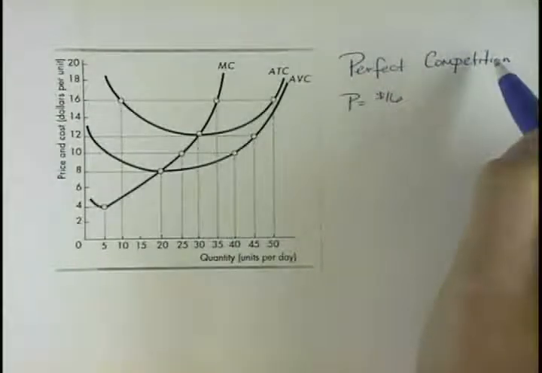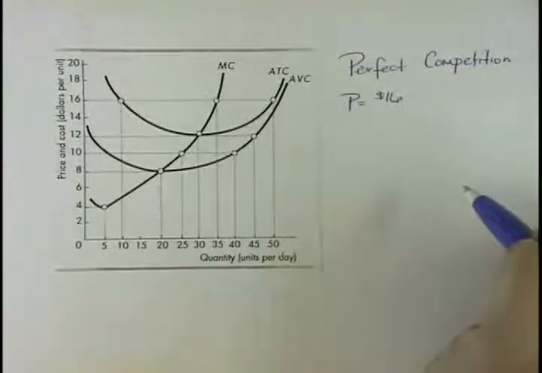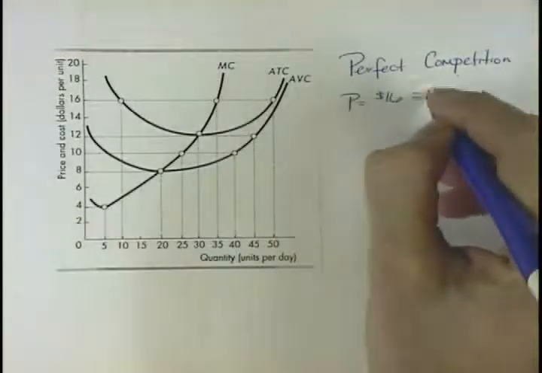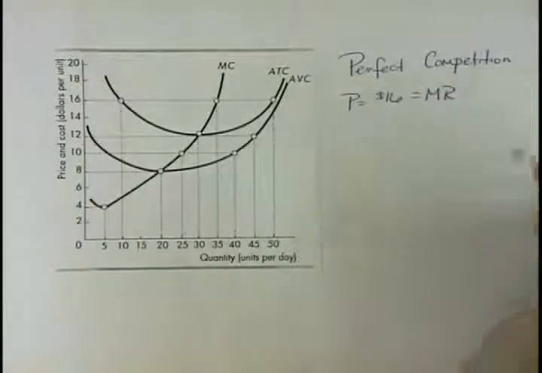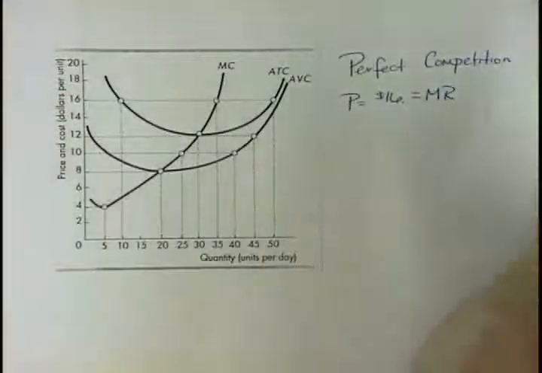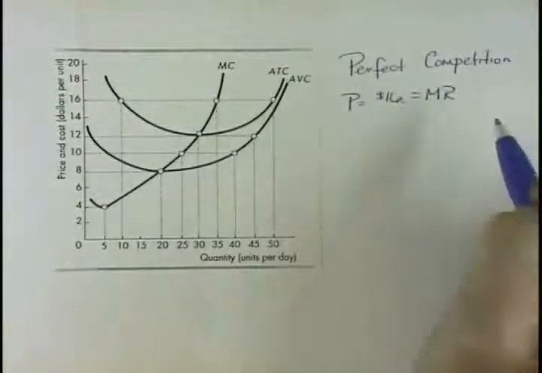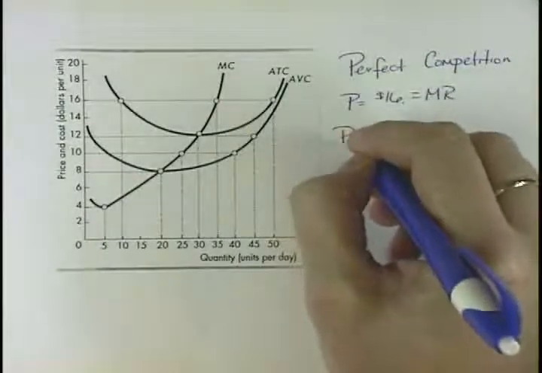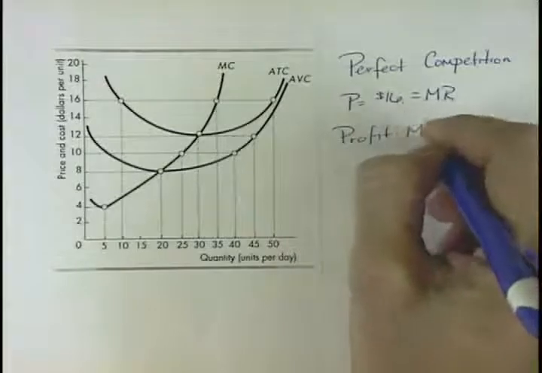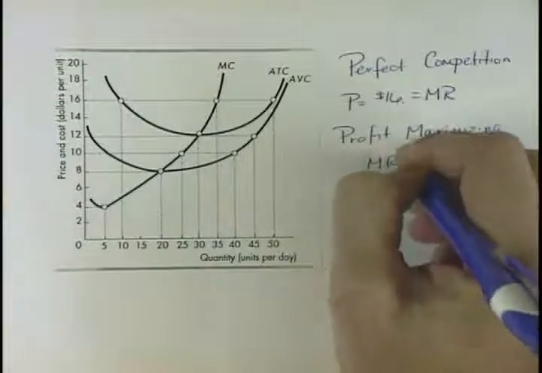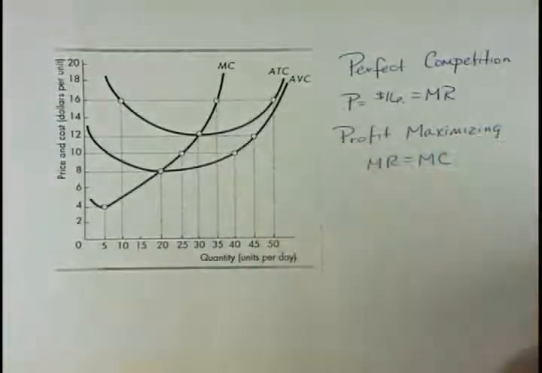And remember, in perfect competition, the firm is a price taker, which means they can sell all they want for the given market price. And whatever our price is is also our marginal revenue. I can sell the first unit for $16, the second one for $16, the third, the fourth, the fifth. I can sell all I want at $16, so my price is also my marginal revenue. And to find my profit maximizing output for any type of industry, I'm going to find the place where marginal revenue is equal to marginal cost.